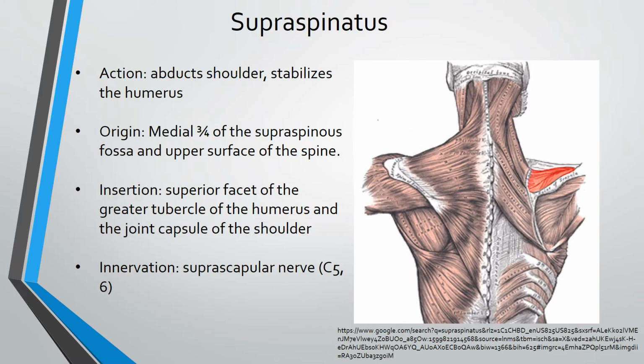The supraspinatus originates in the medial 3/4 of the supraspinous fossa and upper surface of the spine. Its action is abduction of the shoulder, and it also stabilizes the humerus. Its insertion is the superior facet of the greater tubercle of the humerus and the joint capsule of the shoulder. Its innervation is suprascapular nerve C5 and 6.